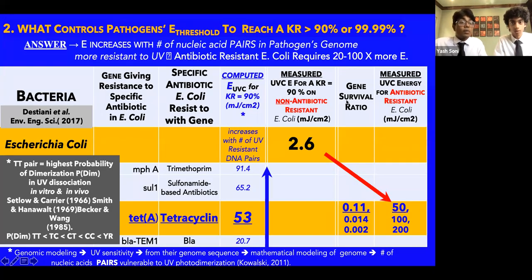So what we wanted to find was what controls the pathogen's energy threshold to reach a kill rate greater than 90% or 99%. As we've been showing, it is not based on what the pathogen is or its size. So our answer was that the energy increases with the number of nucleic acid pairs in the pathogen's genome, where the more UVC-resistant antibiotic-resistant E. coli requires 20 to 100 times more energy.